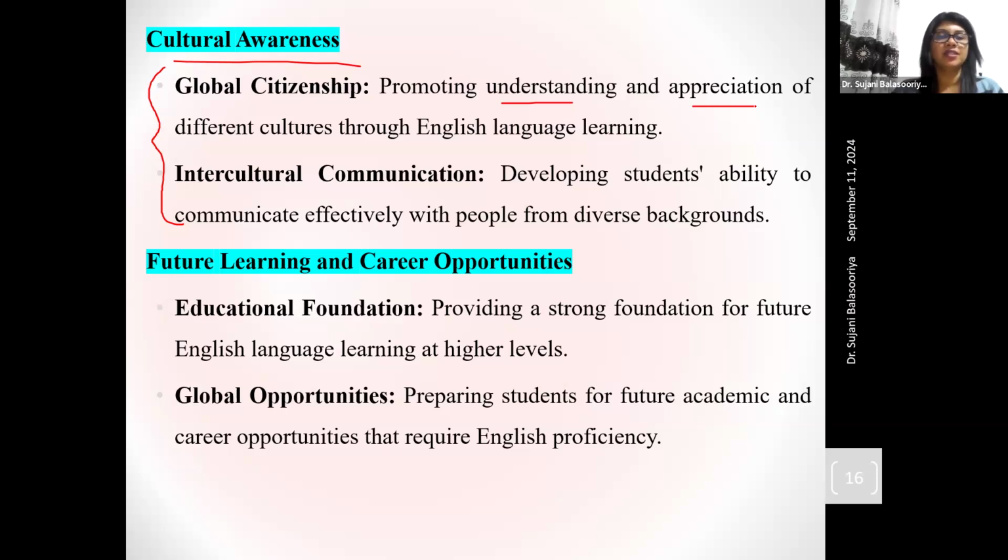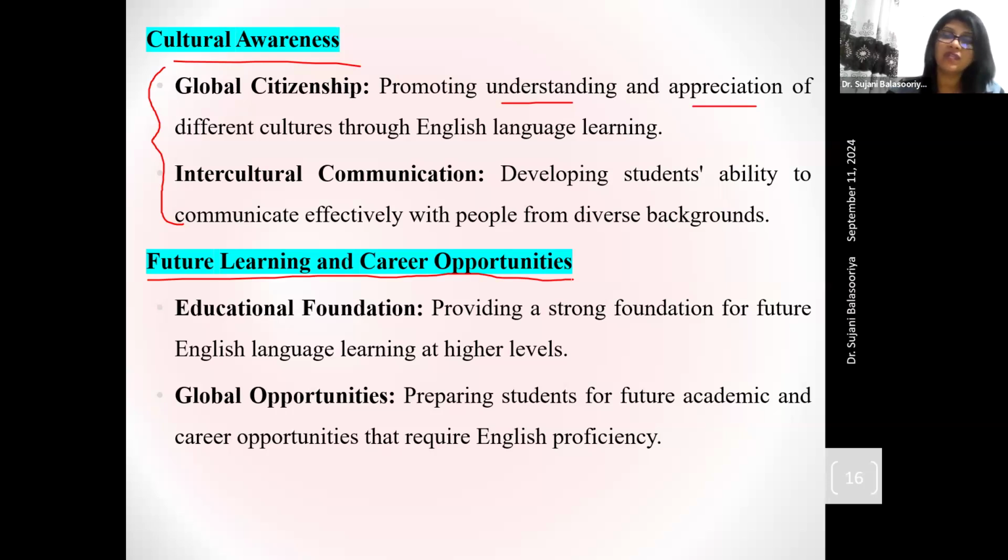Okay, cultural awareness. And there's another aspect in primary grades, aims, future learning and career opportunities, right? So that is quite common, right? Common notion. We can talk about this in educational foundation and global opportunities. Talking about the educational foundation, providing a strong foundation for future English language learning at higher levels. So, one of the aims in teaching the English language at the primary level is to provide a strong foundation for future English language learning at higher levels.